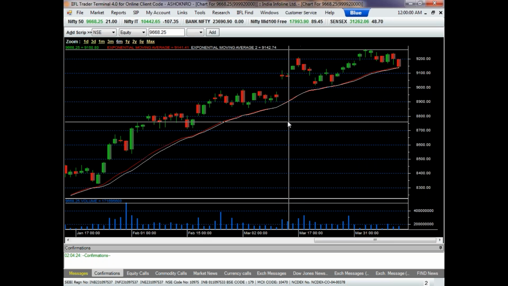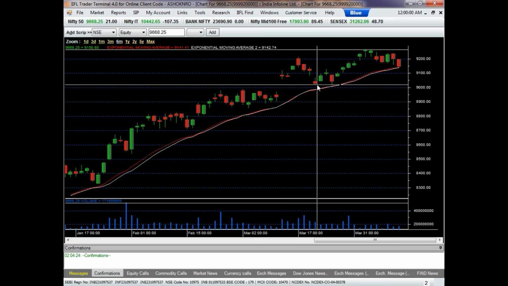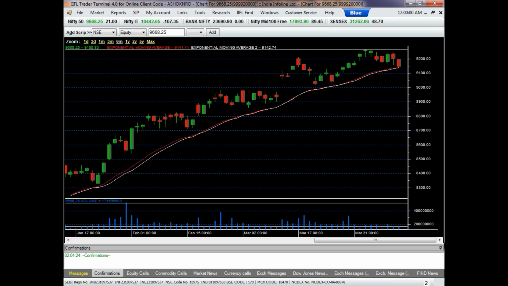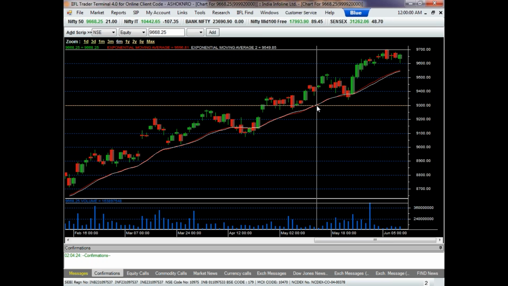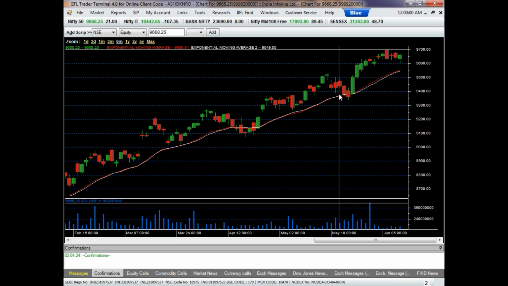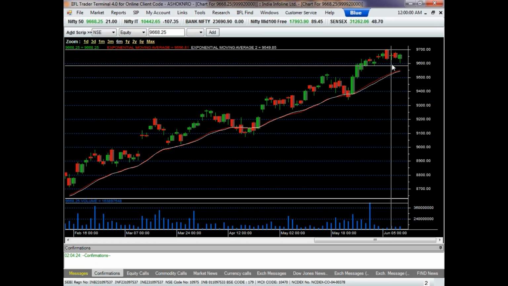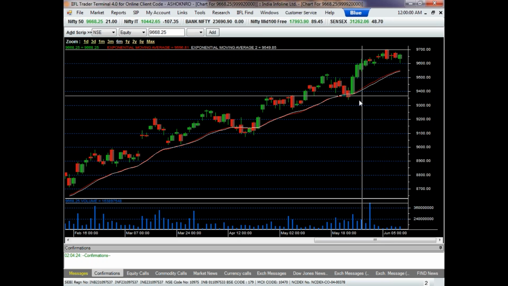So let us see. Over here it had a crossover, and afterwards there was a crossover here, and afterwards there is a crossover here. And when there is a crossover, it is around 9,330 zones. There was a crossover again. Okay, so over here there is another crossover, 9,400. Now the market is at 9,668. Almost 220 points is the gain over here when there is a crossover.